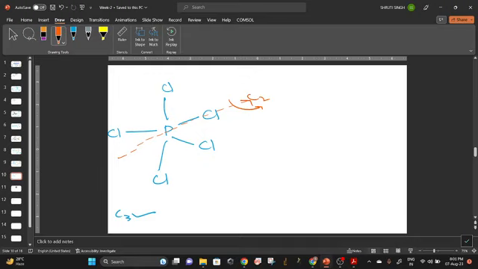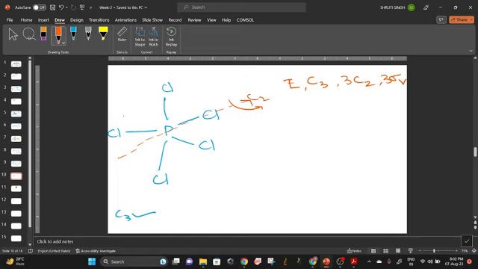And planes. So how many C2s are there? 3 C2 and 3 sigma D also. 3 C2, one for each of the equatorial PCl bonds, and the same planes. The point group is D3h: E, C3, 3C2, 3 sigma V.